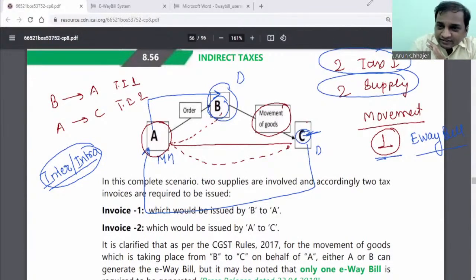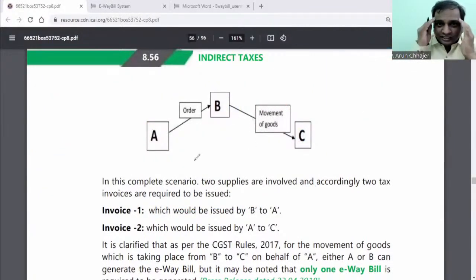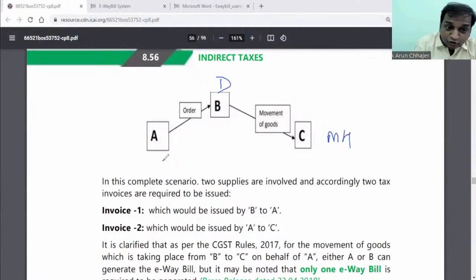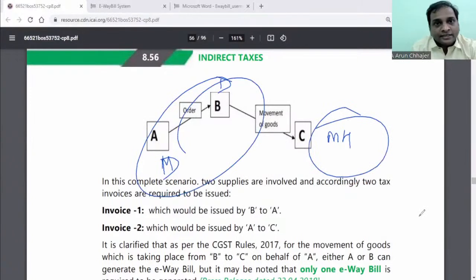I have just used 3 locations so that you can understand the movement would not be in the longer way, it can be directly. So it's not necessary Delhi and Delhi, it can be Maharashtra. Absolutely correct. For example, both parties in Delhi and movement of the goods is in Maharashtra. It is possible. I am giving one example. That's it.